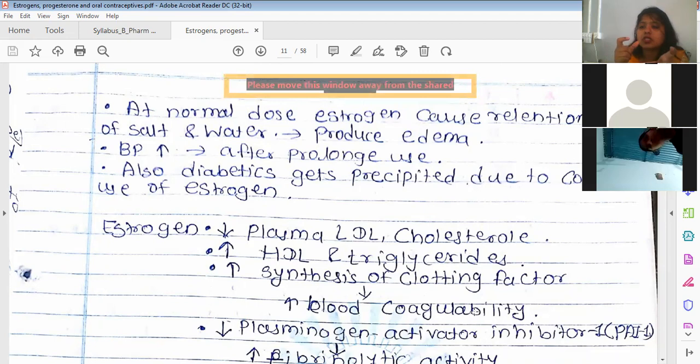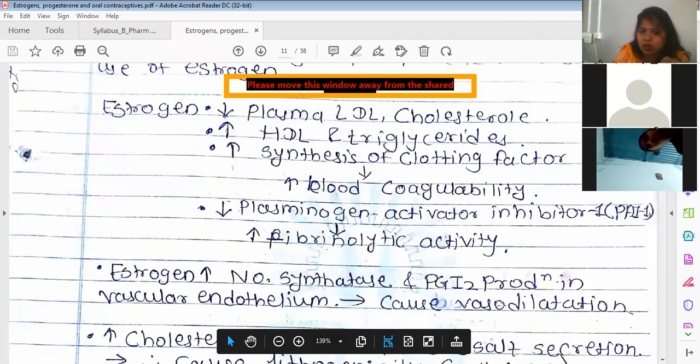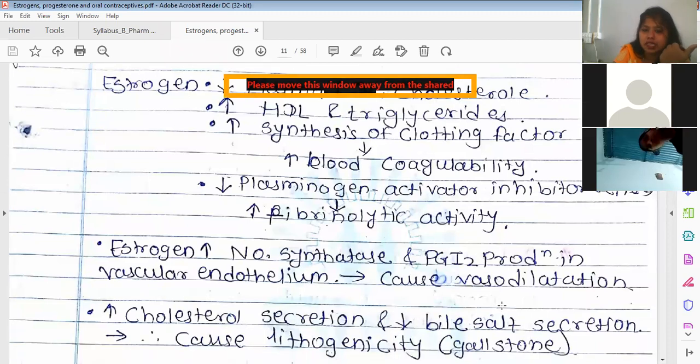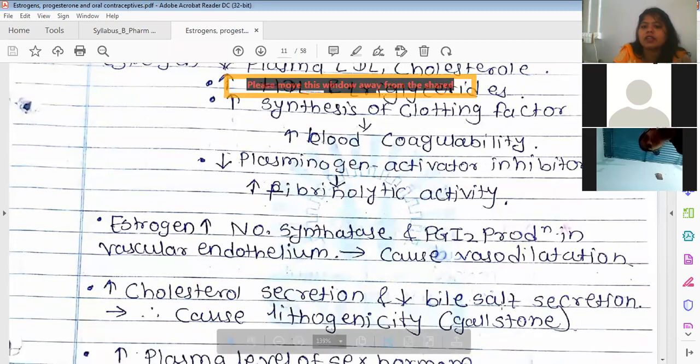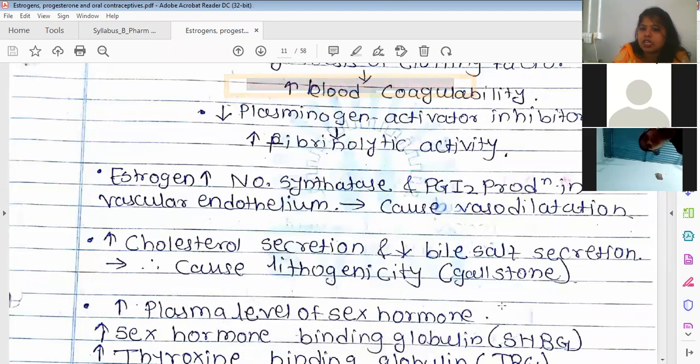Okay, my estrogen use कधी होणार आहे? Specifically the estrogen is taken for the contraceptive purpose only. The estrogen will decrease the plasma low density lipid as well as cholesterol. It will increase the high density lipids and the triglycerides. Okay. It will increase the synthesis of clotting factor so that the blood coagulability is increased. It also decreases the plasminogen activator factor and it will produce the fibrinolytic activity.